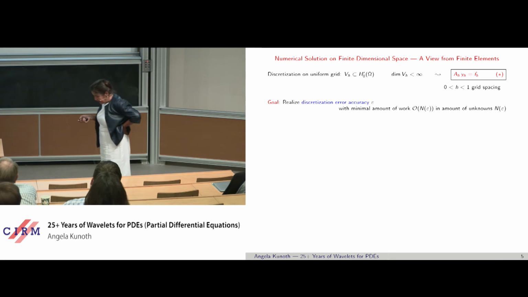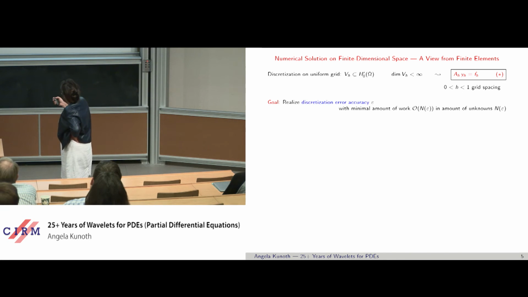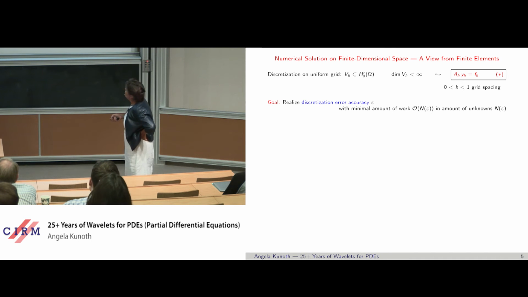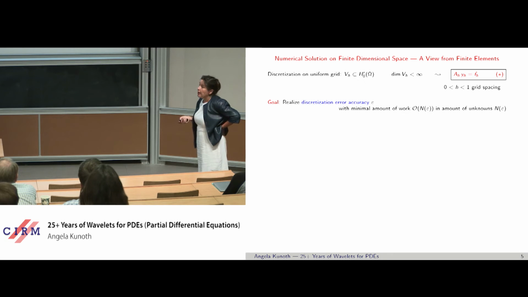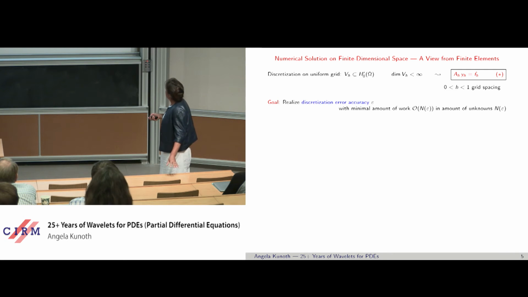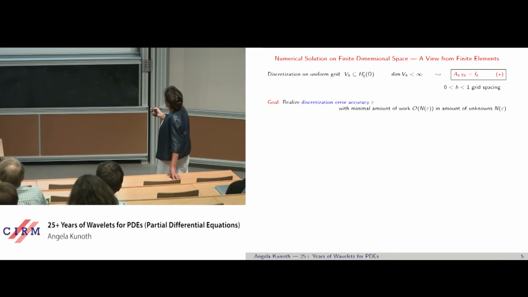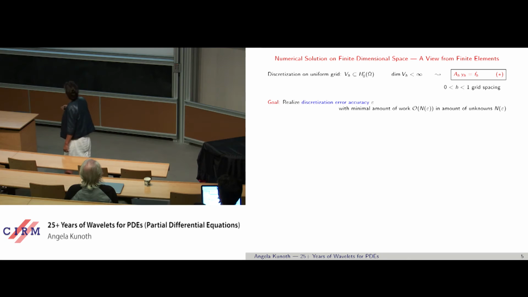Okay, now when people use that by means of finite elements, what are the typical issues that appear here? If I look at the view from finite elements, what people do is you take, for instance, a uniform grid. And for the discretization on a uniform grid, you choose a finite dimensional subspace with respect to some grid spacing h, and you choose a basis, and then you can get a representation of the operator that is a linear system of equations here.